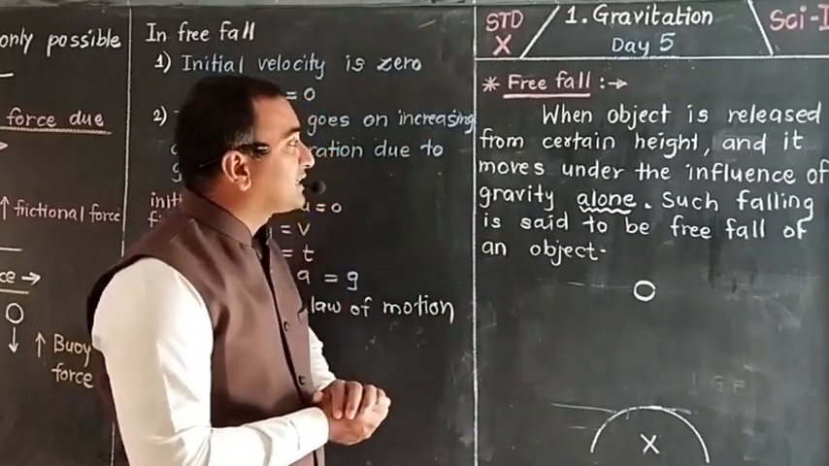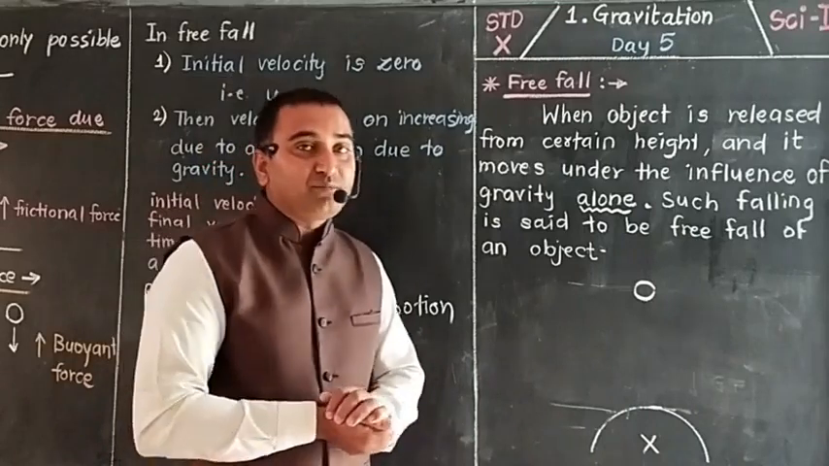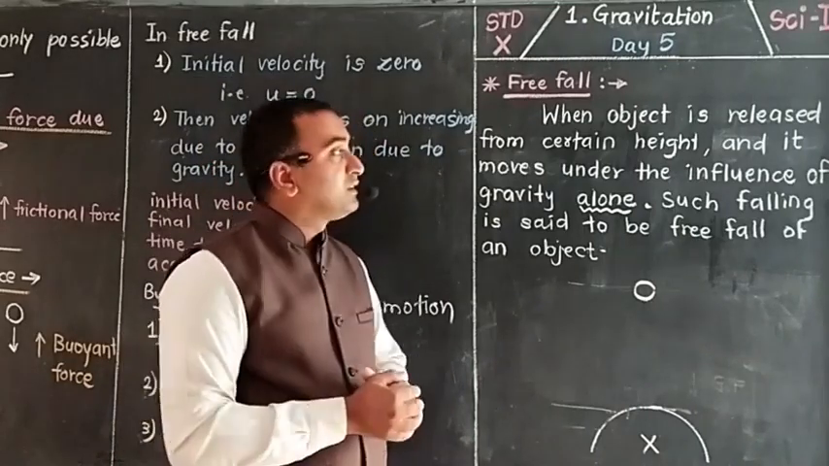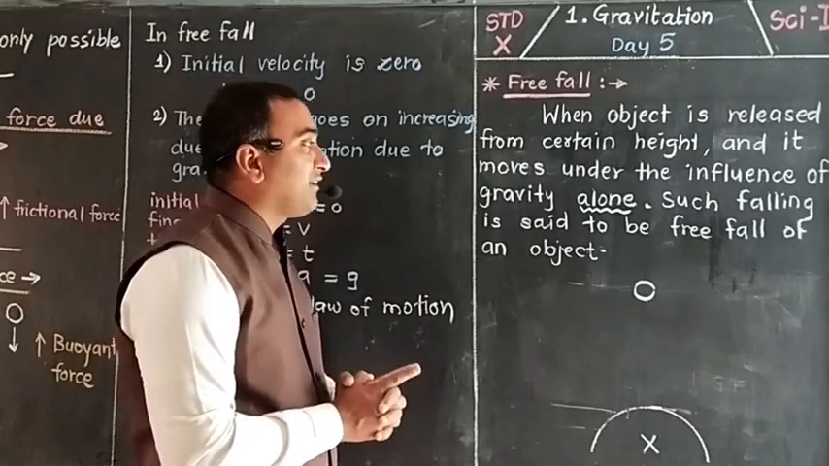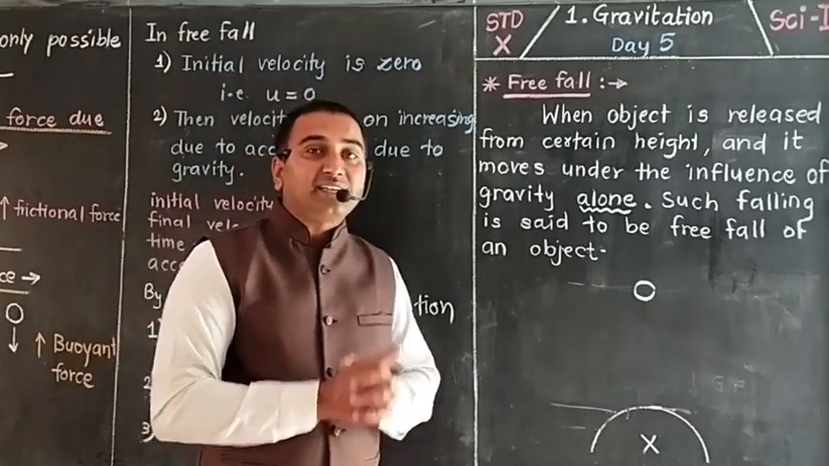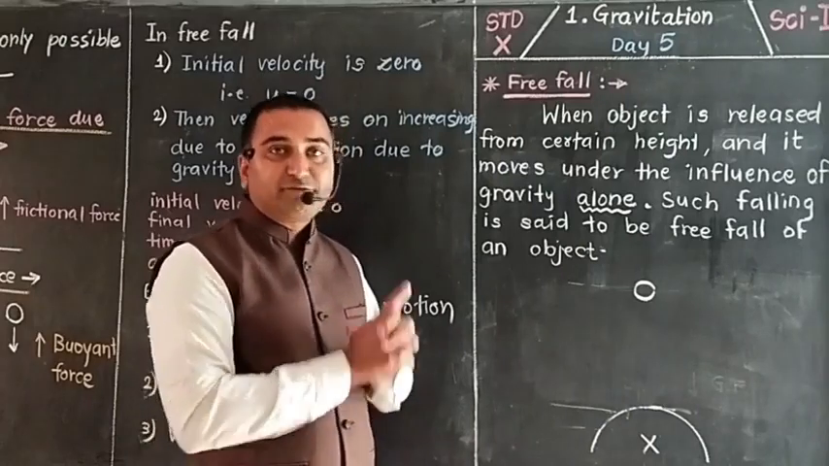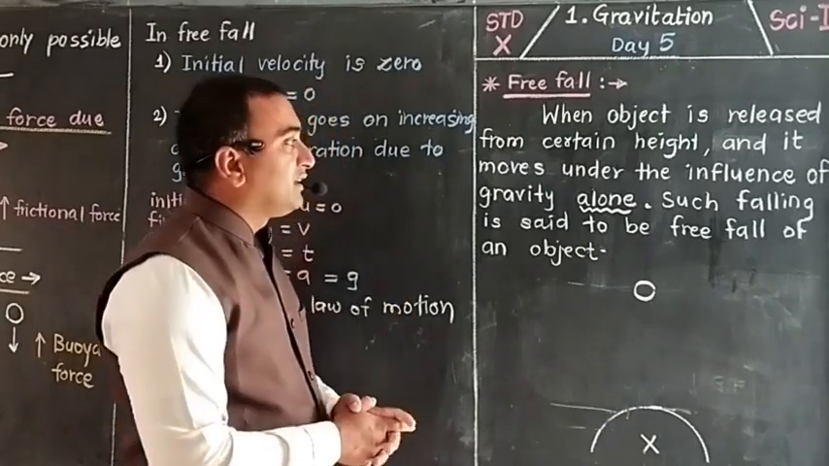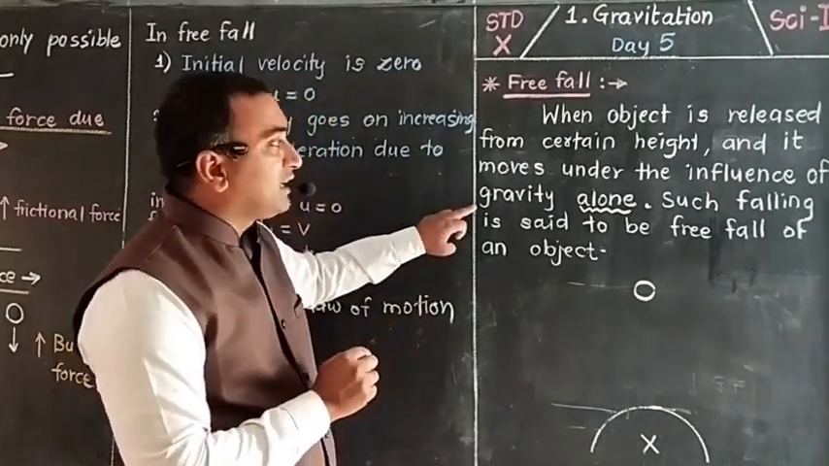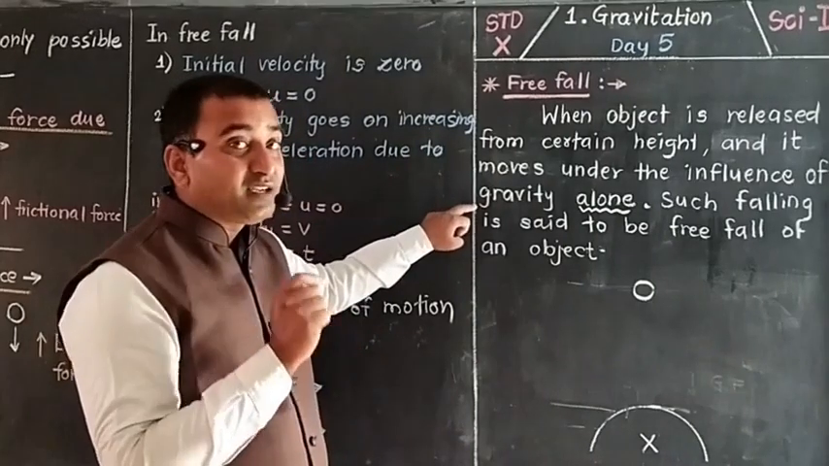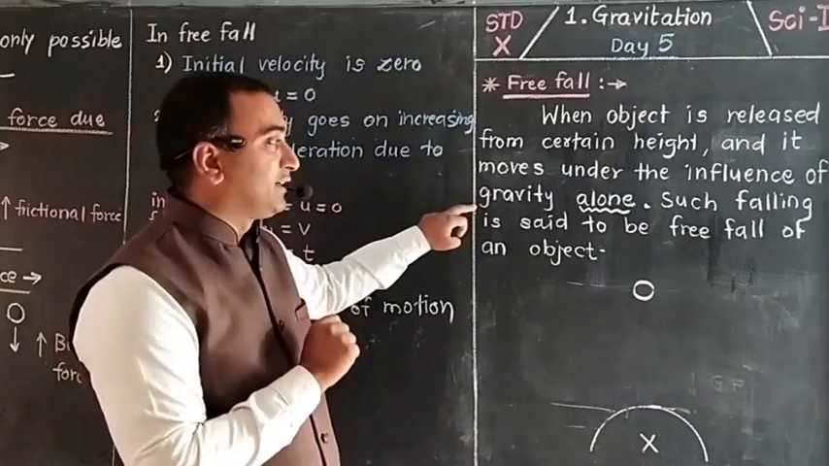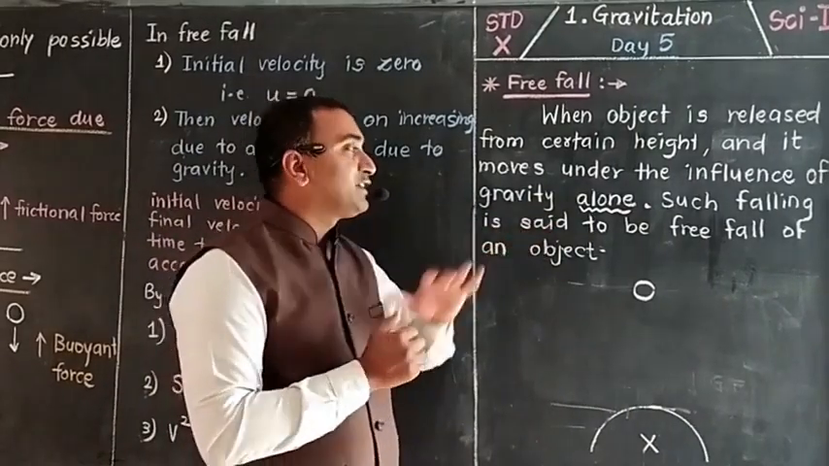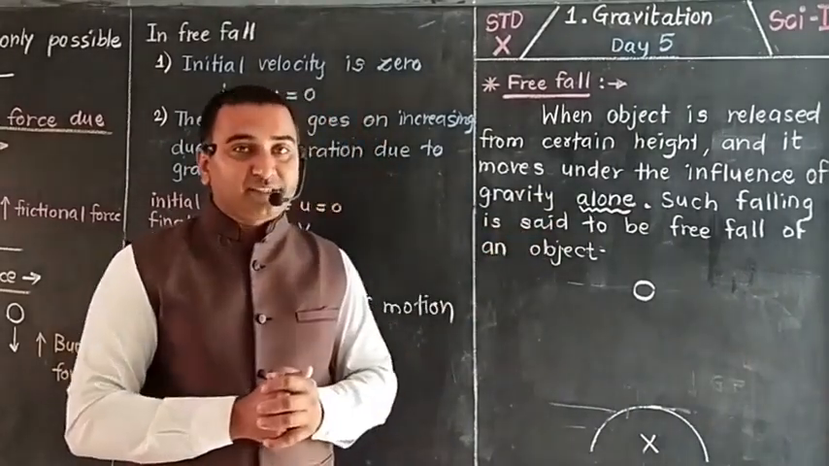When an object is released from a certain height, that means you have to maintain height first. Then it moves under the influence of gravity, because the earth will attract that object towards its center. So definitely it will move downward. If it moves under the influence of gravity alone, the word "alone" plays a very important role here. Such a falling is said to be a free fall of an object.